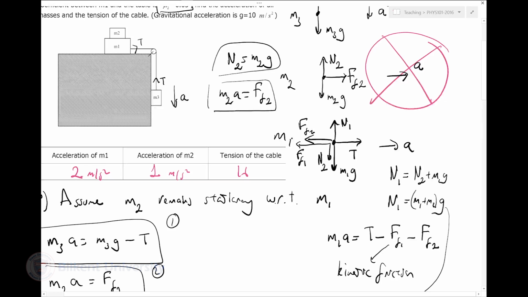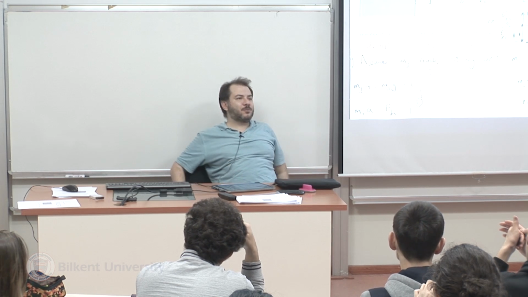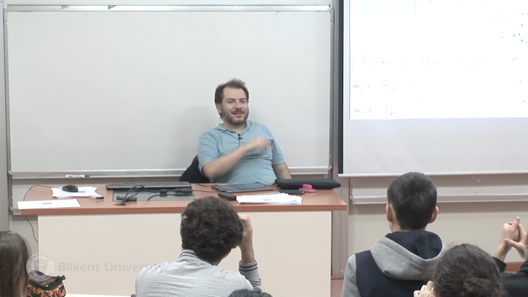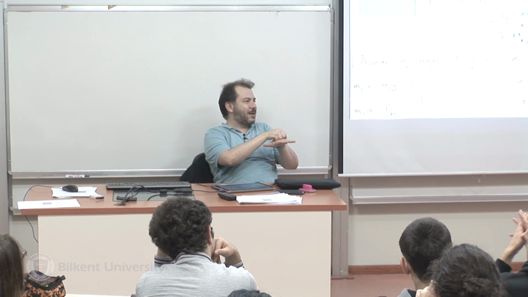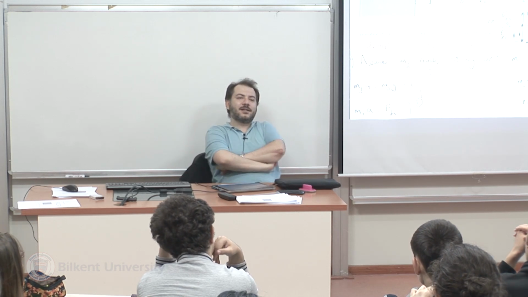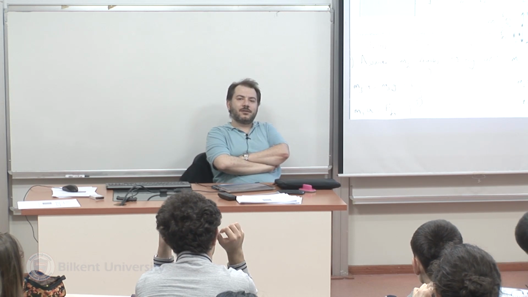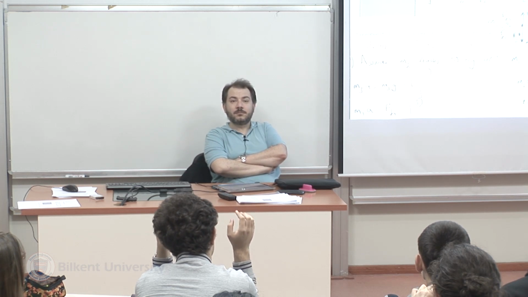Okay? Now, every time I have these two possibilities, obviously I solved this problem the hard way. Why? Because I made an assumption without thinking. I said, hey, let's think as if M1 and M2 are moving together. How could I have decided that M1 is actually sliding with respect to M2? What would you have done?